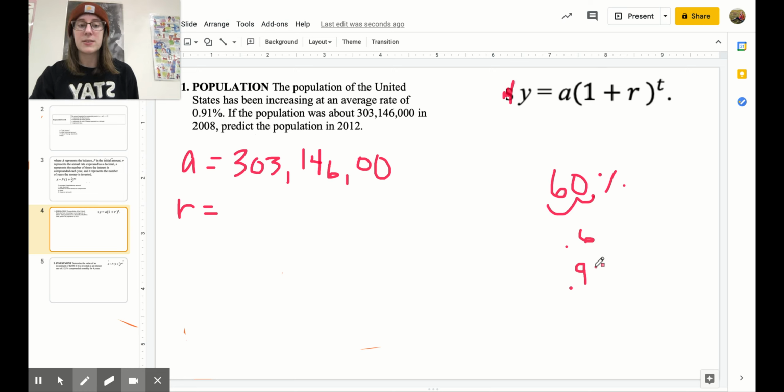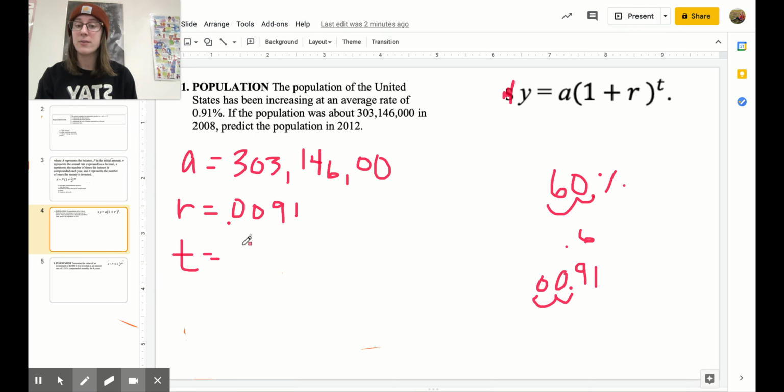91.91%, we still need to move our decimal twice. So it's 1, 2, and you're going to add the zeros. So our rate as a decimal is 0.0091. Then after some time, our T is how many years have passed. So from 2008 to 2012, it was 4 years.